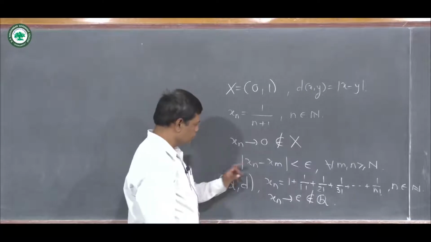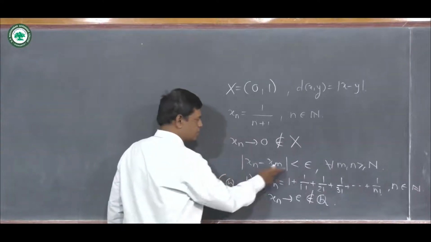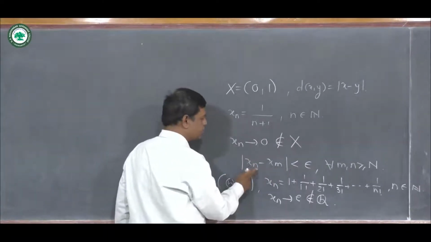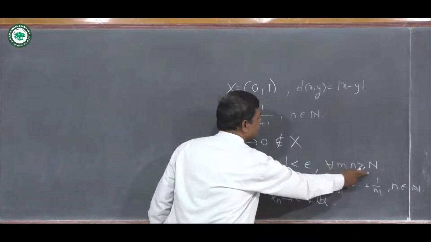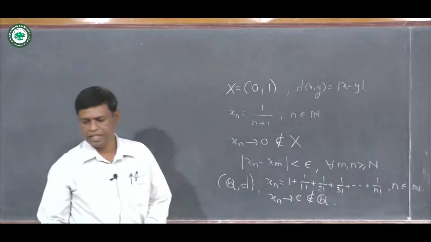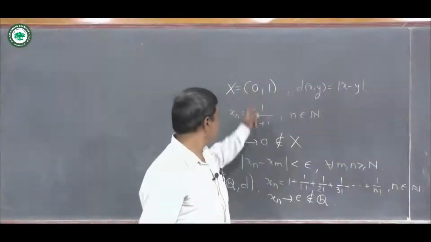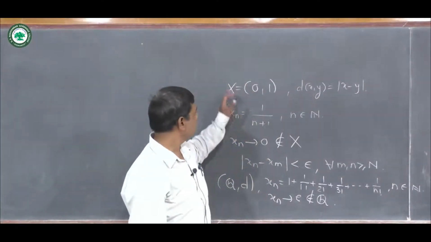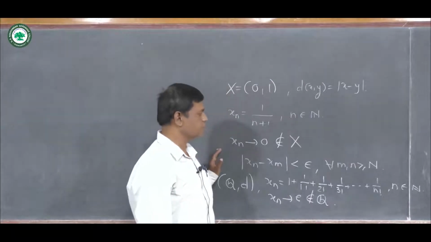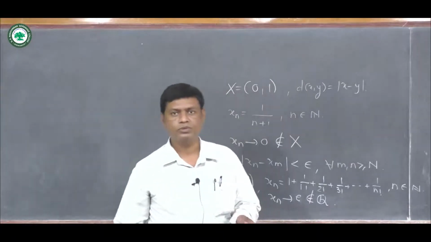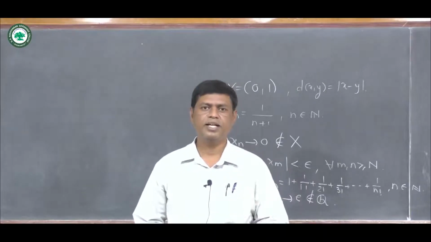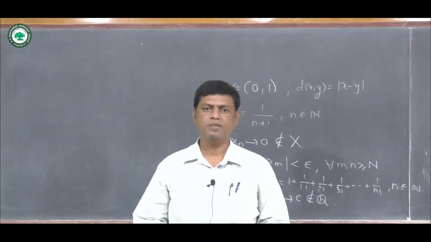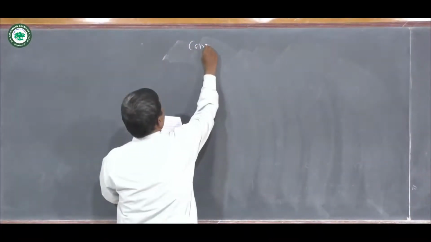This sequence also satisfies the condition that the absolute value of xn minus xm is less than epsilon for all m and n greater than or equal to N. Now we want to study the concept of convergent sequence. So we are going to see the definition of convergent sequence, and after that some theorems on convergent sequences.